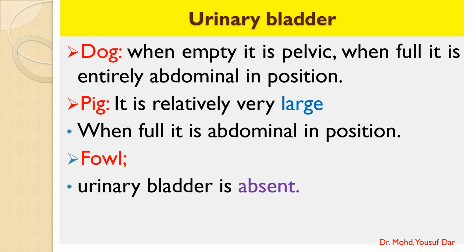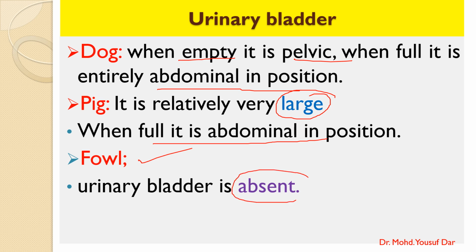In the dog, when it is empty it remains in the pelvic cavity. When it gets filled with urine, it goes into the abdominal cavity. In the pig, the urinary bladder is relatively very large, and when it gets filled with urine, it goes into the abdominal cavity. In the fowl, the urinary bladder is absent, and the ureters open into a very important structure known as the cloaca. Which part of the cloaca? That is the urodeum.